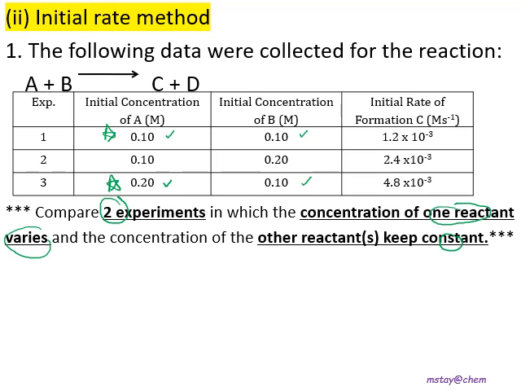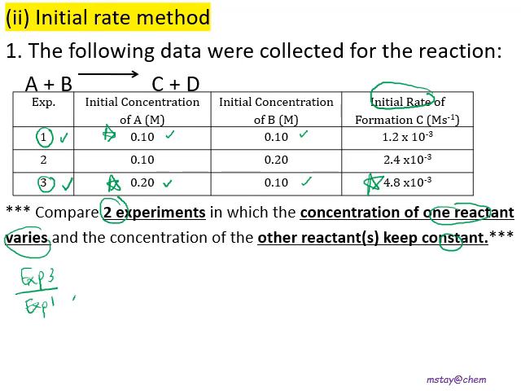So how are we going to write down the working steps? Normally you can use experiment 1 over experiment 3, or 3 over 1, also okay. To make it easy, we look at the initial rate of reaction: 1.2 exponent negative 3 and 4.8 exponent negative 3. 4.8 is larger, so we prefer using experiment 3 divided by experiment 1.